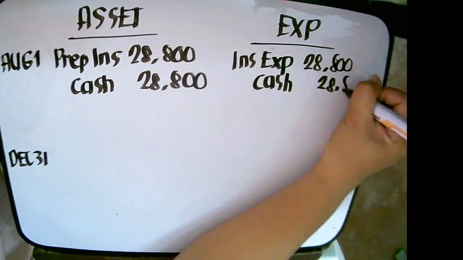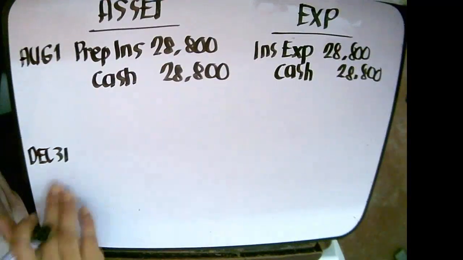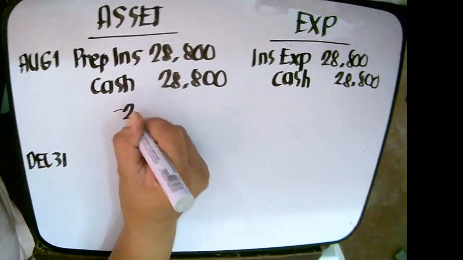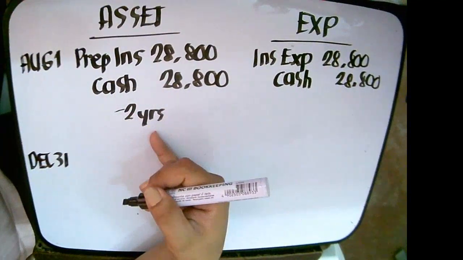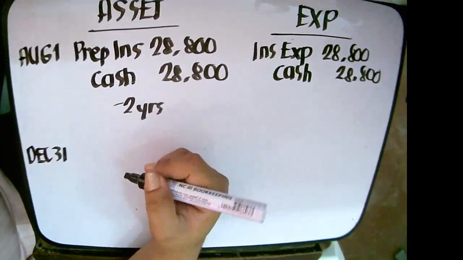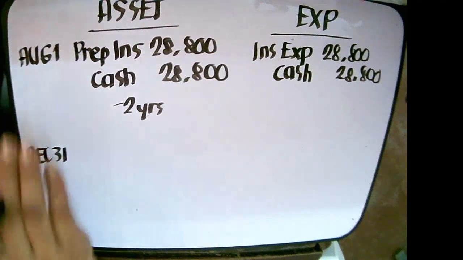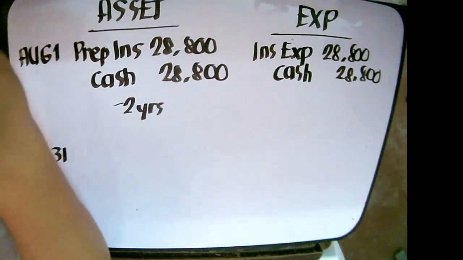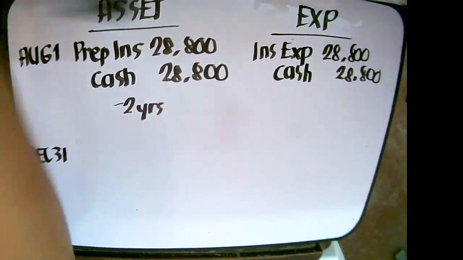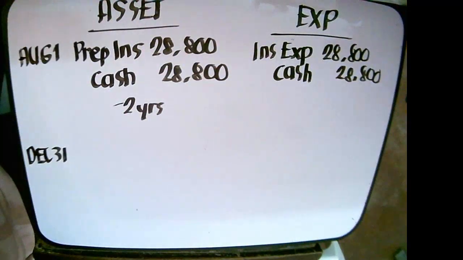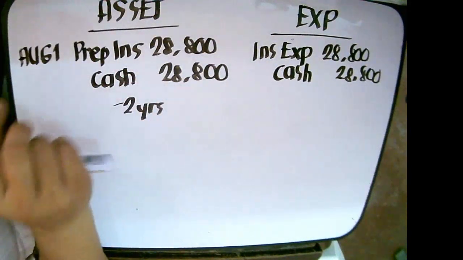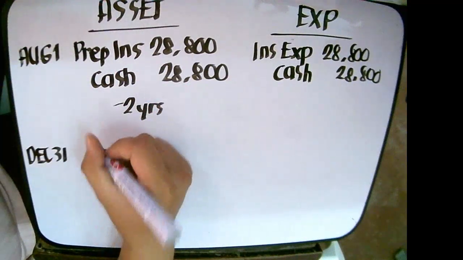28,800. So, ang question sa atin, on December 31, again, this is good for 2 years. Or, kung naka-months, 24 months. So, ano daw yung entry natin for December 31? So, ilang months ba yung na-expense na or yung nagamit na? So, magsa-start yung bilang natin from August down to December 31. That is August, September, October, November, December.